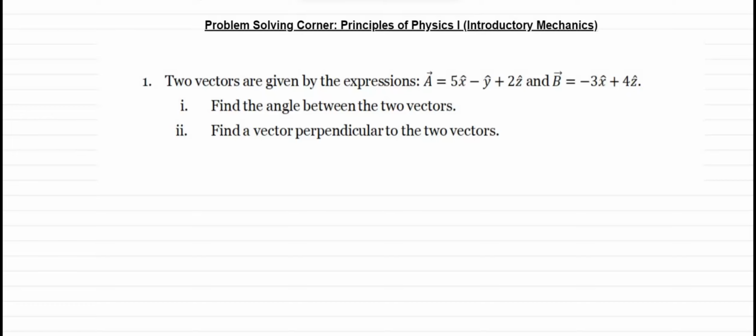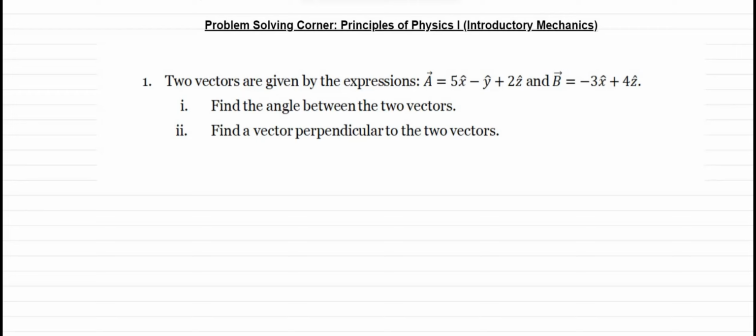Welcome everyone to the first session of the problem solving corner for the course Principles of Physics 1, where we are at this stage emphasizing introductory mechanics. So the first problem is on vectors.